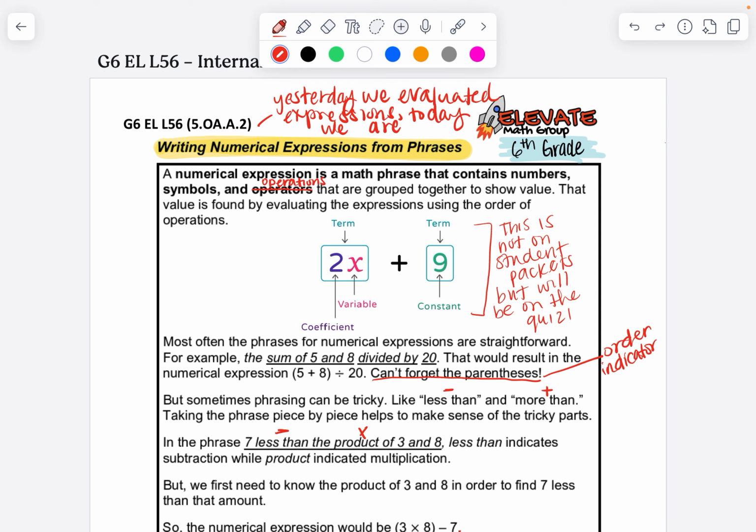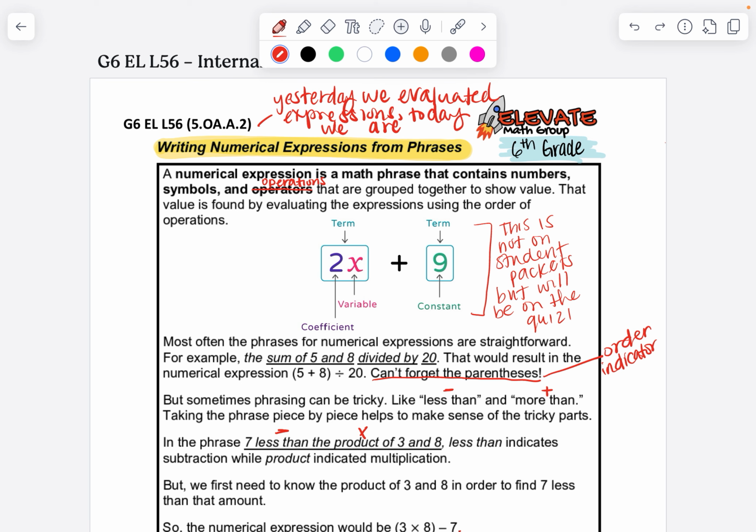And so a numerical expression is a math phrase that contains numbers, symbols, and operations that are grouped together to show value. Students have been working with order of operations for the past 2 days, so they should be familiar with what these expressions look like. Today we are going to be writing those expressions, right, using words.